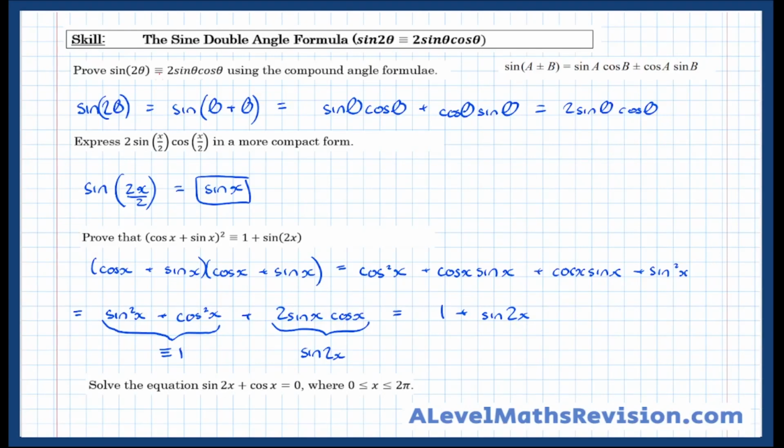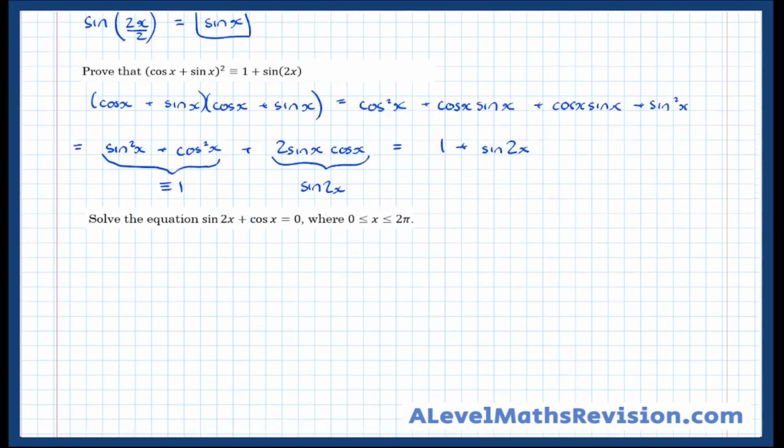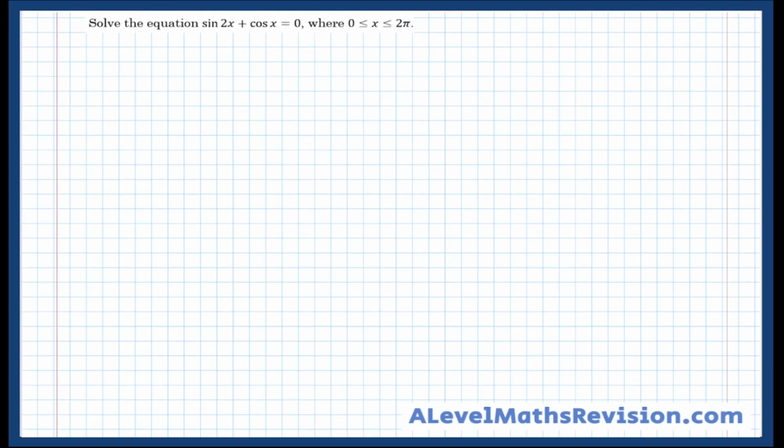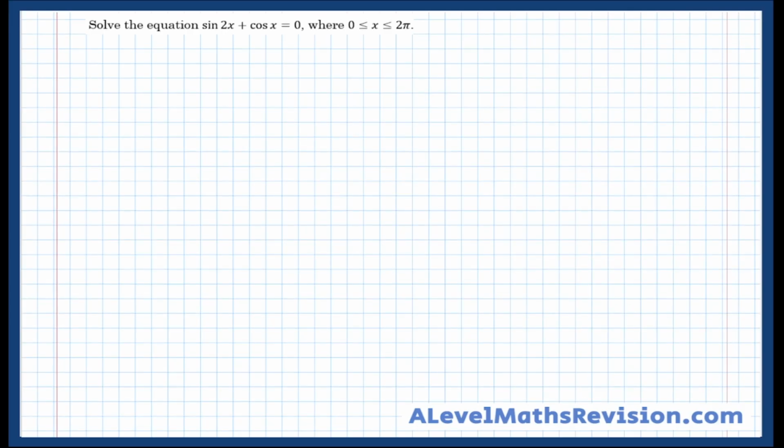So let's move on to a solving an equation question now. And here it is. Solve the equation sine of 2x plus cos x equals 0, where x lies between 0 and 2 pi. So you have to remember the sine double angle formula to be able to do this. In fact, you might want to pause it and have a go at it yourself. But as always, here I go. So 2 sine x cos x is sine 2x, plus cos x equals 0.